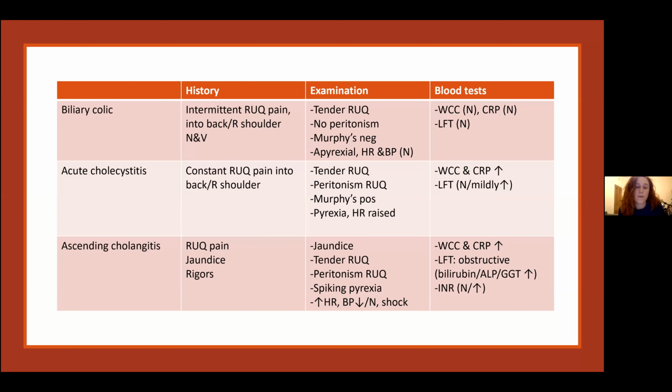Also, another thing to note is that you only get jaundice in ascending cholangitis. You don't get jaundice in the other two. Okay, so that table will be on there if you want to look back at the slides another time. So we'll move on for now.